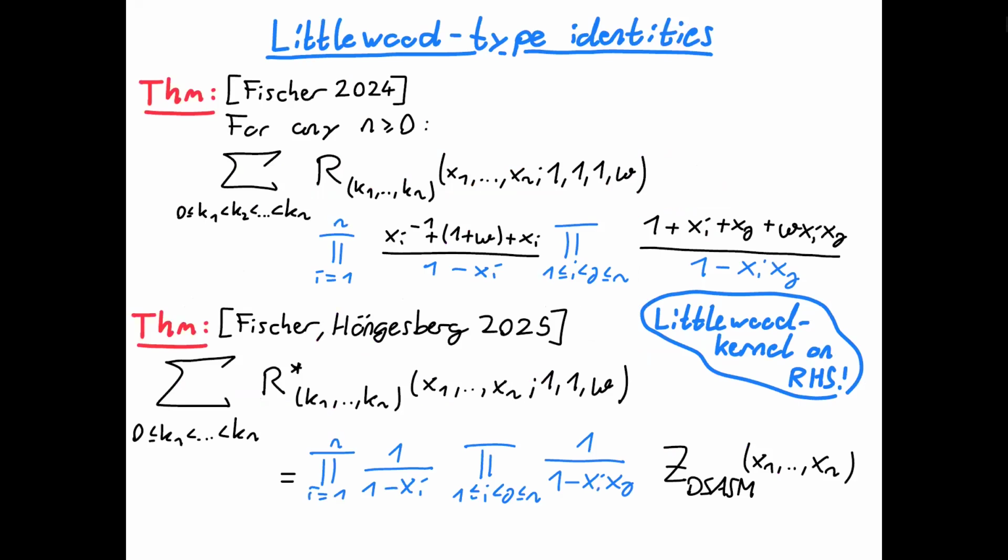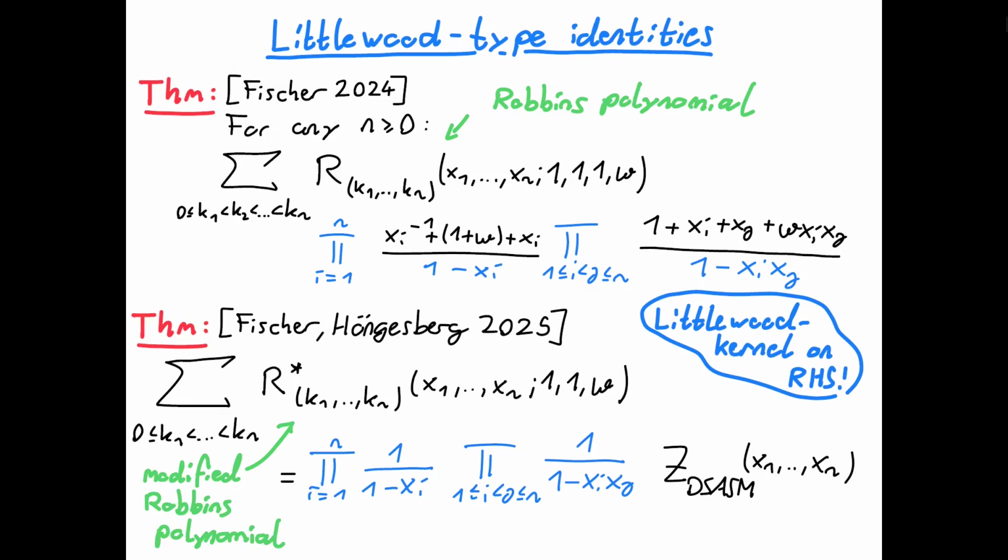Now I want you to recall two theorems and formulas we had seen in Ilse's talk before. These are some Littlewood type identities. Why do we call them Littlewood type identities? Because on the right-hand side, every time the Littlewood kernel appears, and there's just some addendum. On the upper side, we have these factors, and on the lower side, we have the partition function of the diagonally symmetric ASMs. In the first theorem, we replaced the Schur functions by the Robbins polynomials, whereas in the second theorem, we replaced the Schur functions by the modified Robbins polynomials.